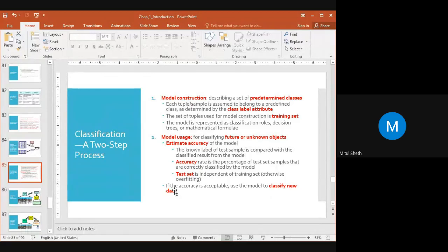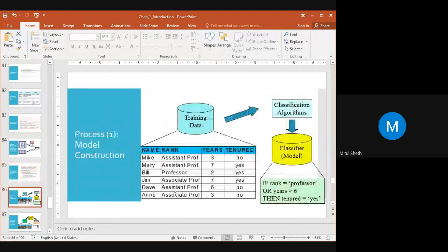Okay, so this is the classification model construction. There is a two-step process. Okay, two-step process. One is the model construction and one is the model usage. So the first step is model construction.